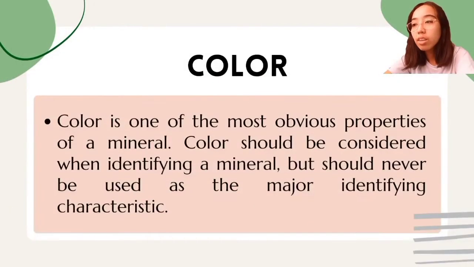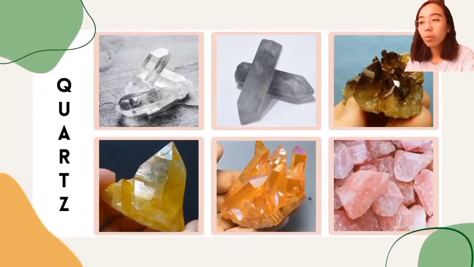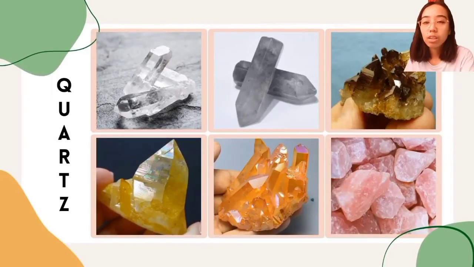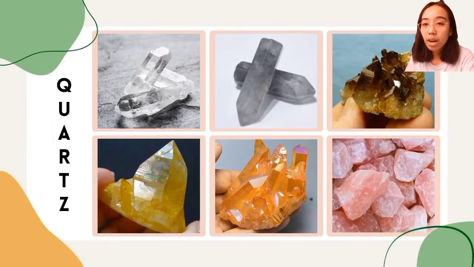Color. Color is one of the most obvious properties of a mineral. Color should be considered when identifying a mineral, but should never be used as the major identifying characteristic. Color is not reliable when identifying some minerals because some minerals can occur in a variety of different colors due to impurities in the mineral, just like quartz. Quartz can be white, clear, gray, brown, yellow, orange, or pink.